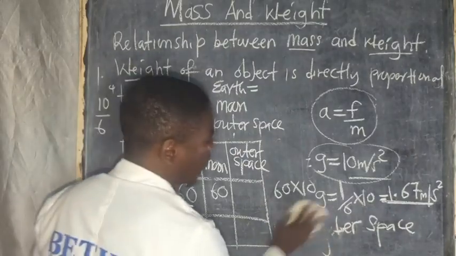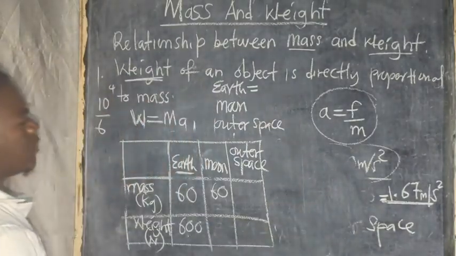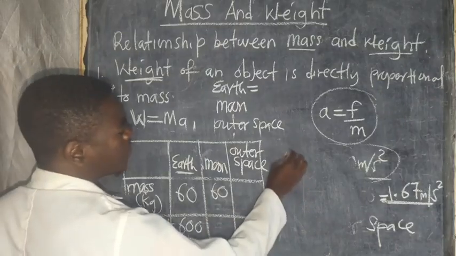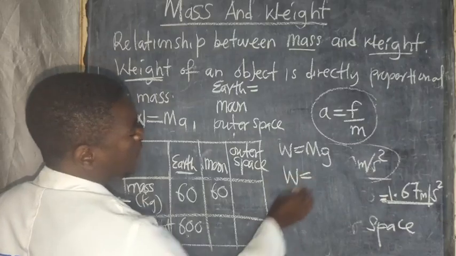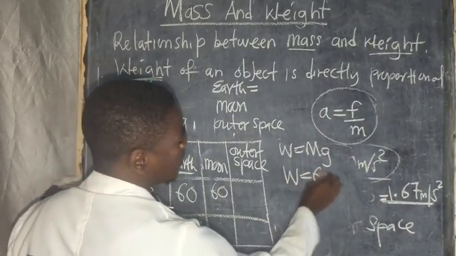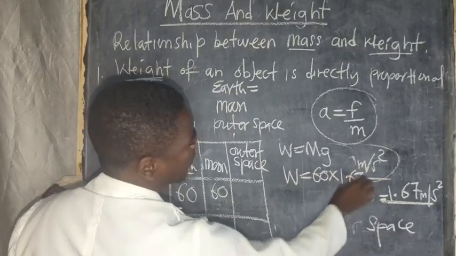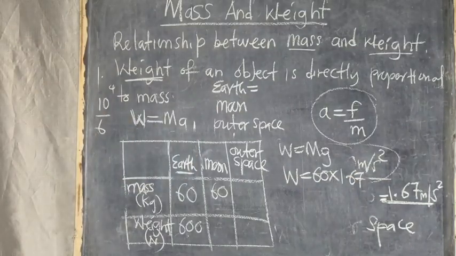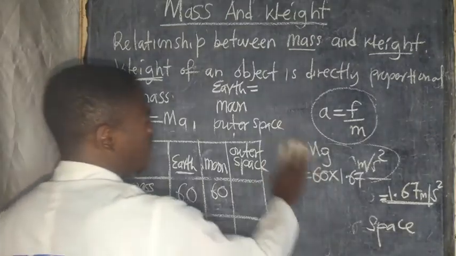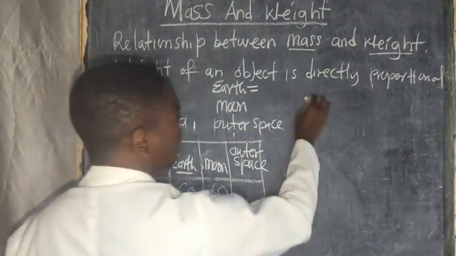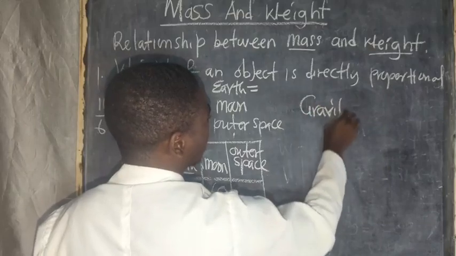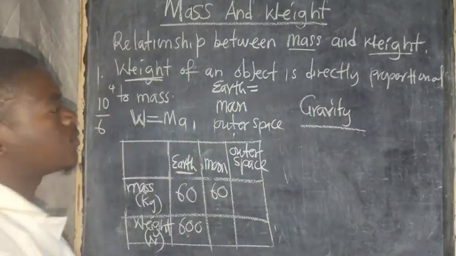But when we go to the moon, what is the gravity? Weight is equal to mass times gravity. So weight is equal to mass 60 times gravity, which is 1.67. That is gravity on the moon. So what answer are we getting? How did you find 1.67? This is the way we get to find gravity. These numbers, you are supposed to know them and understand them.